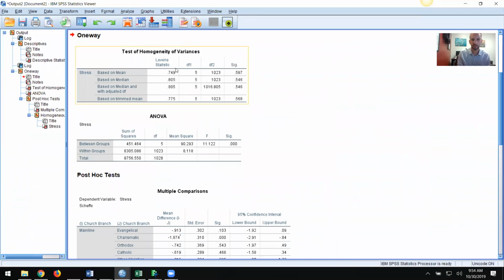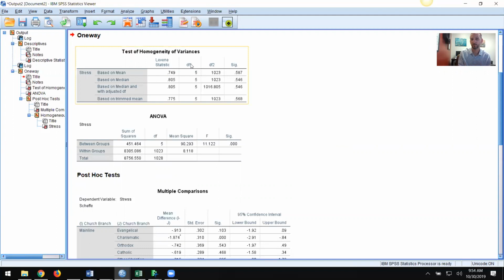First off, up here, we have our test of homogeneity of variances, and we look at this line here based upon the mean. We see that the p-value is 0.59, and so we conclude that the assumption of homogeneity of variance is met. Because it's greater than 0.05, this is not a violation of the homogeneity of variance. We can assume that the variance between the different groups is close enough to say that they are equivalent.